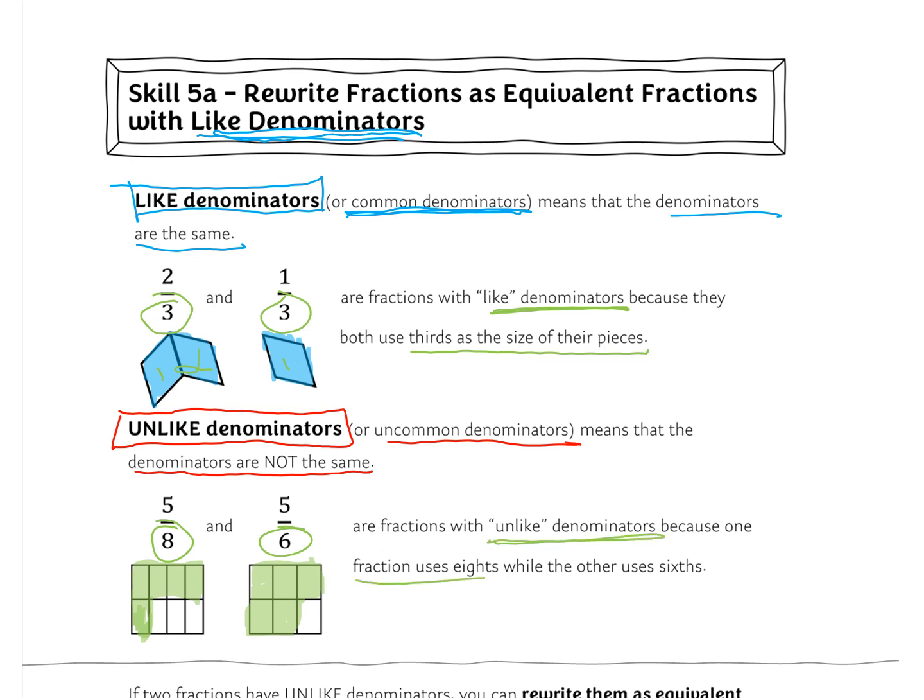One fraction uses eighths, the other uses sixths. So they're not cut into the same size pieces. When I look at these, I can't take some of the sixths from this and put them over here. The piece size is wrong. So they're both fractions, but they are not like fractions because they're built out of different sized pieces.